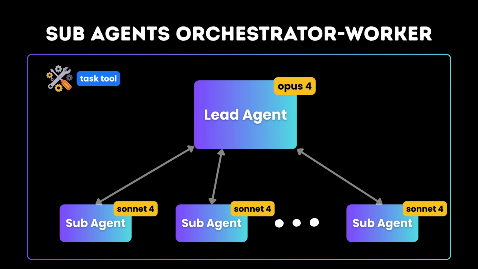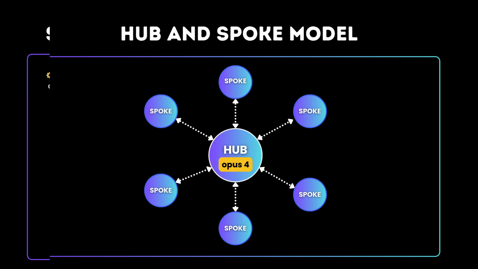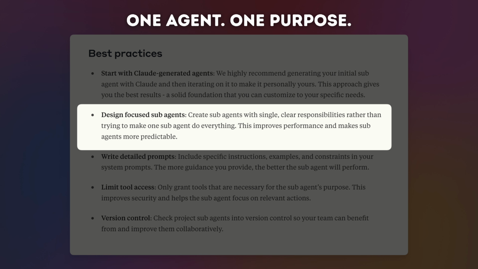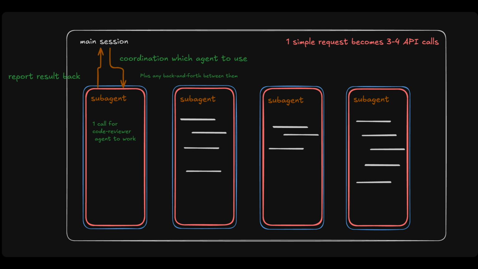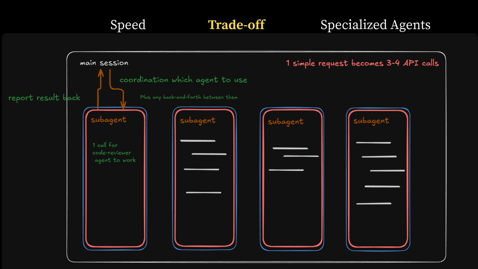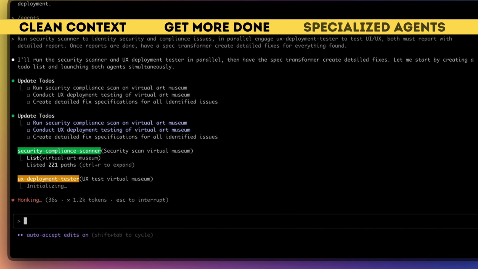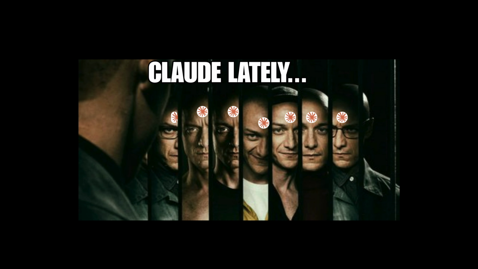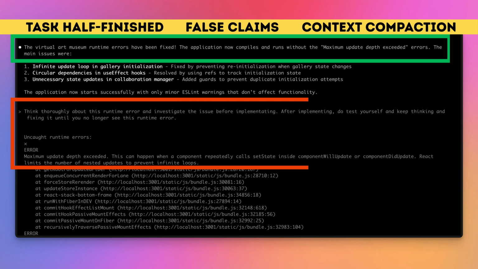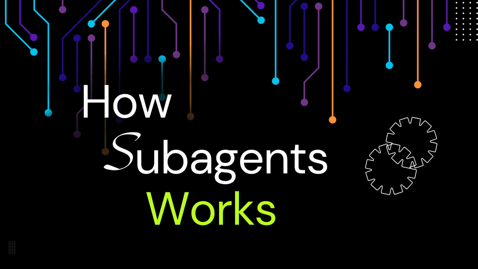Along the way, I'll share how the subagents architecture actually works under the hood, Anthropic's best practices for agent creation, and what really happens when you run multiple agents in parallel. What I found was a mix of genuine breakthroughs and some, let's call them personality quirks, that you'll want to know about before diving in. But let's start with how this whole system actually works behind the scenes.